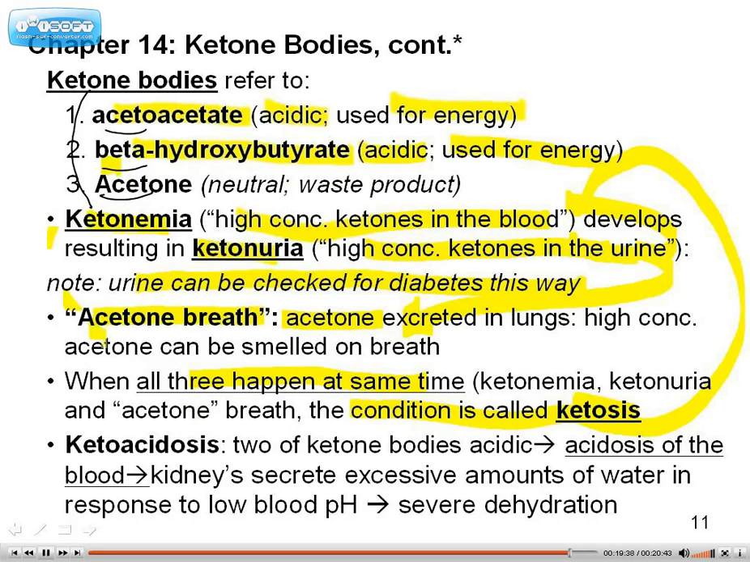Let's go back to the first two being acidic. Ketoacidosis. This can make your blood acidic, which is not healthy, and it inadvertently causes your kidneys to excrete large amounts of water to help counter it, so severe dehydration can occur.